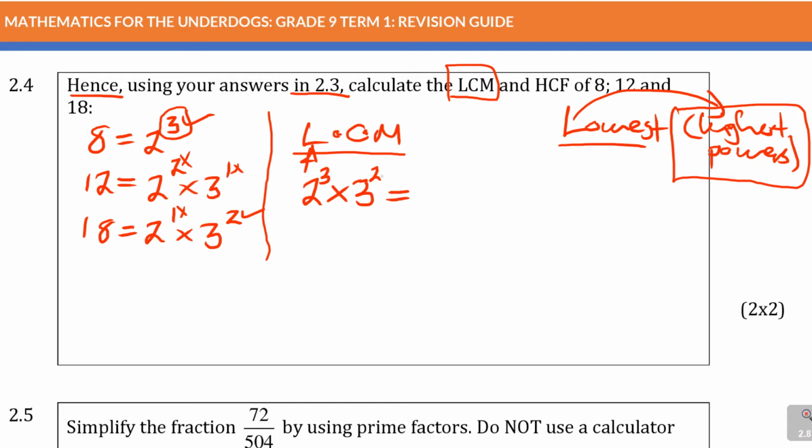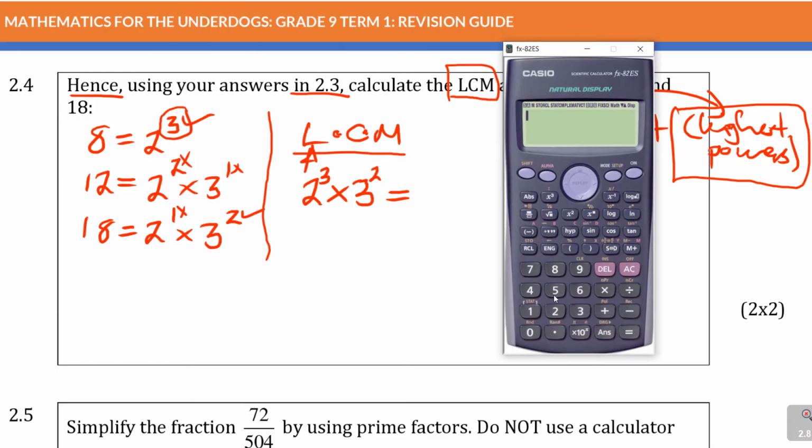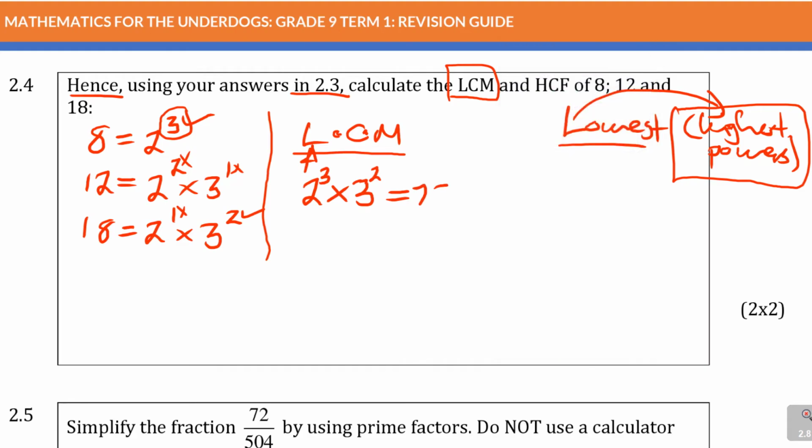It's up to you then to simplify it. Don't just leave it like that. You simplify it and say, what is 2 to the power of 3 times 3 to the power of 2? Then the LCM there is 72. Did you see that? So that's the first one.